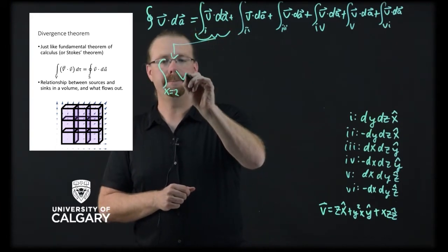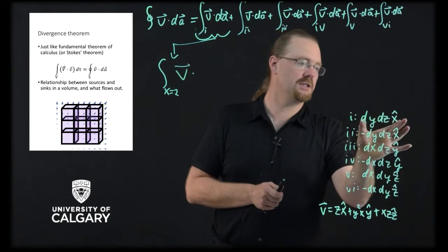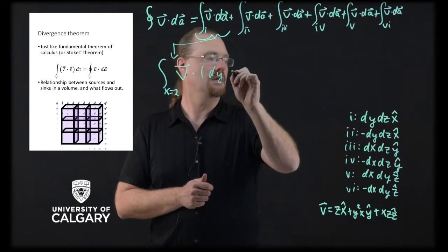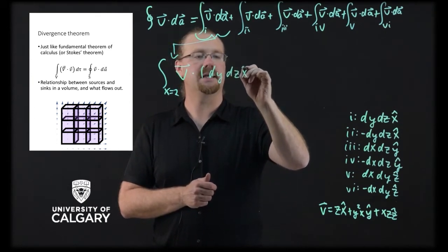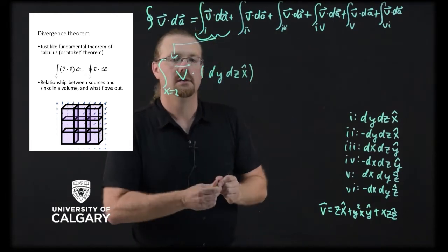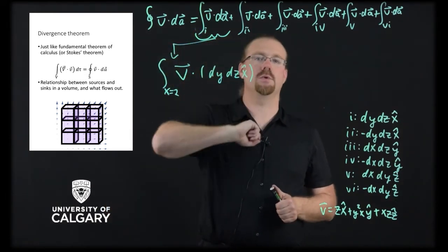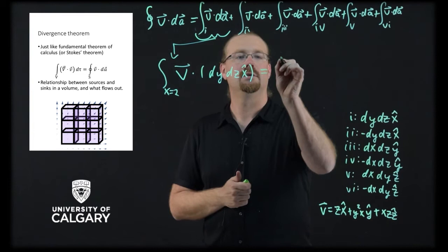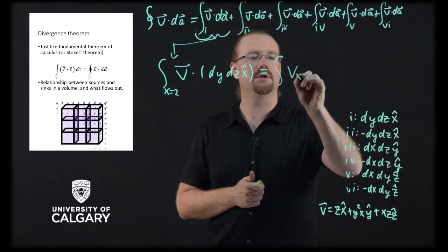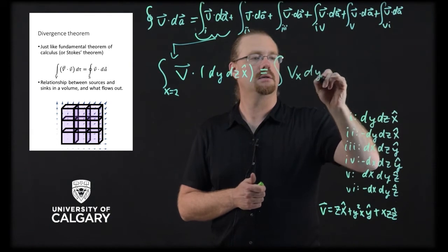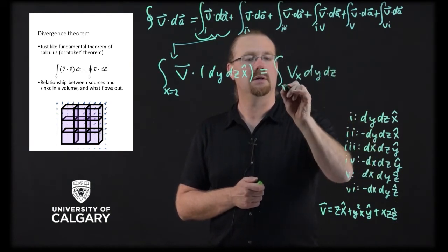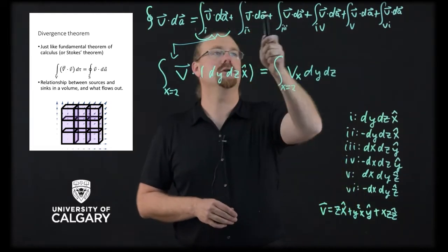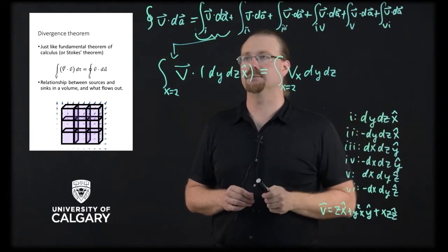And then we have v dotted with this particular differential, which is dy dz x hat. Because we're taking the dot product, and this is just pointing in the x direction, this dot product becomes the x component. So we're going to integrate the x component of v, dy dz, on the surface where x equals 2. We are going to do this for each of these 6 different integrals.